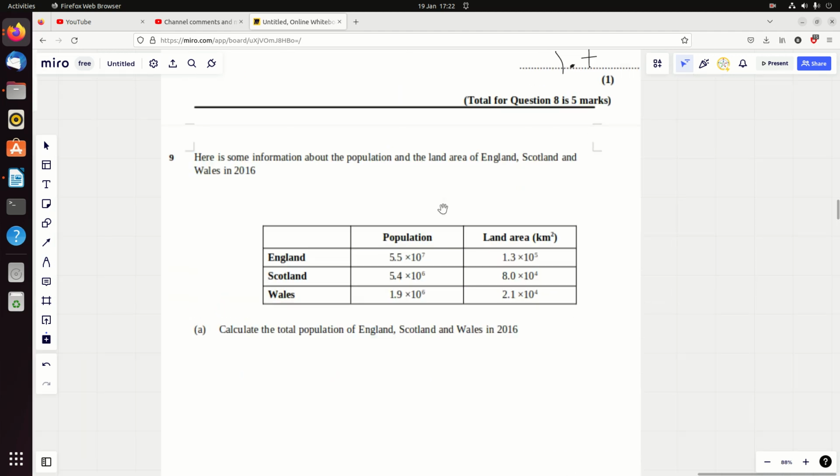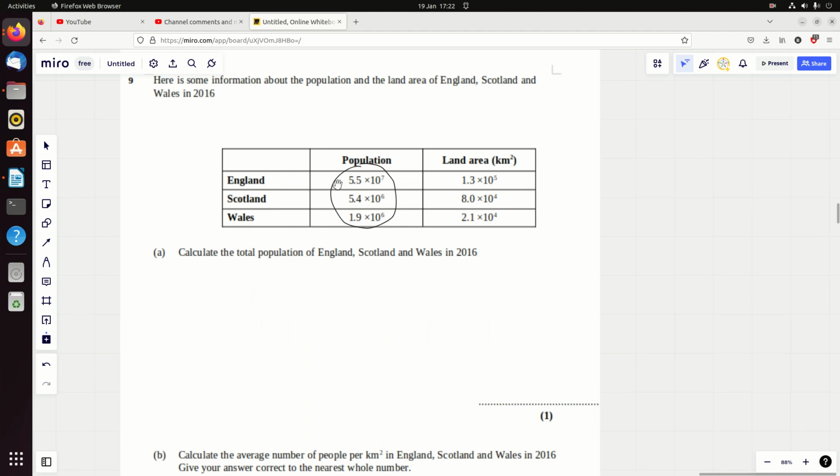Question 9. Okay, right, here is some information about the population and land area of England, Scotland and Wales in 2016. Calculate the total population of England, Scotland and Wales in 2016. So we've just got to be able to use our calculators once again. Now is this a one marker? Yeah, so it will be correct answer only. If you add those figures together, you're going to get 62,300,000. Or if you prefer in standard form, 6.23 times 10 to the 7. I think your calculator will tell you it like that if you input that.